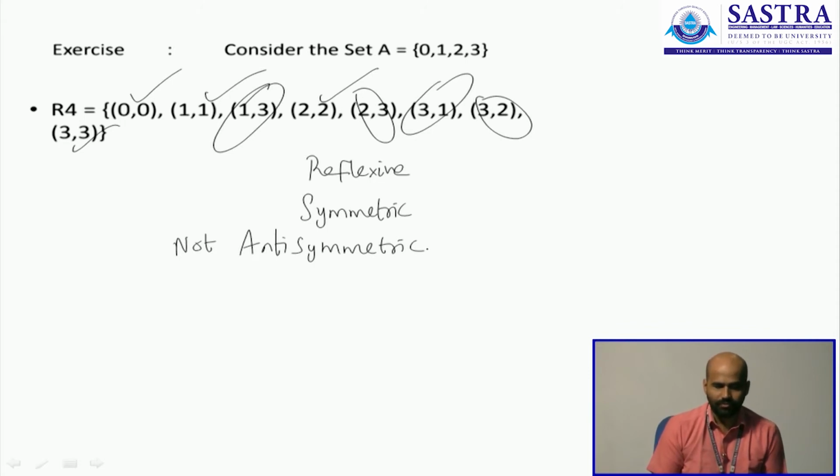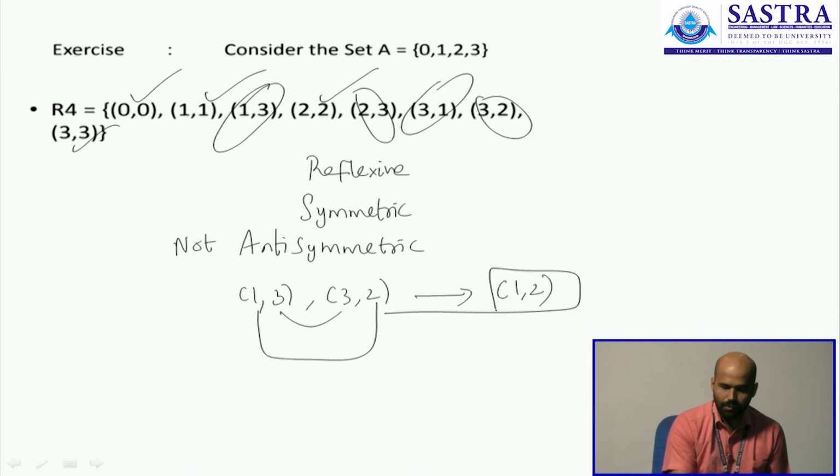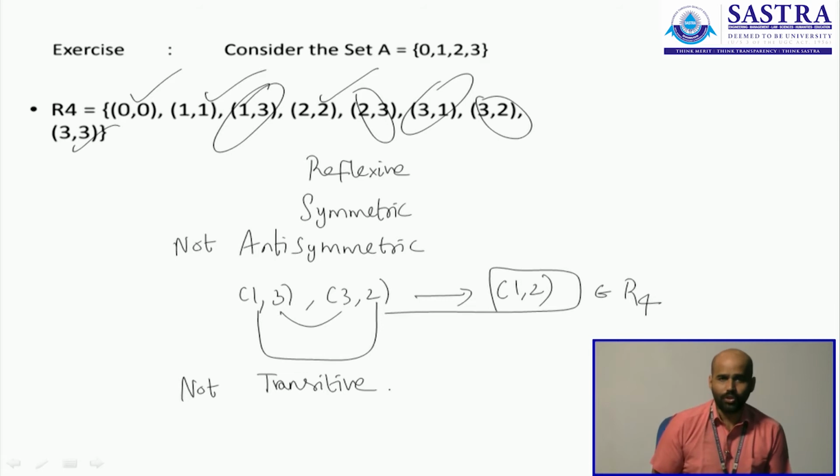What is it? Transitive. I'll give you time. Just think about the transitive nature. It seems it is not transitive. And why is it? You have 1, 3, you have 3, 2, but you do not have 1, 2. You can pair up these two, which means 1, 2 should be present, but 1, 2 is not part of your relation R4. Therefore, this is not transitive. It's only the first two conditions that are satisfied.